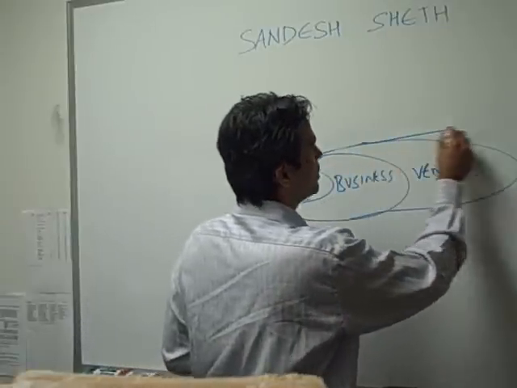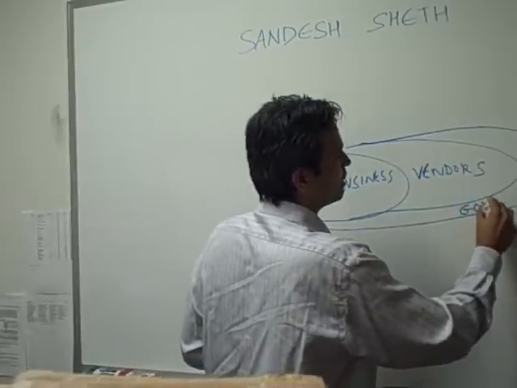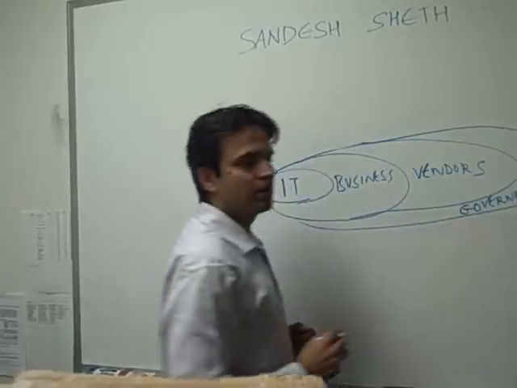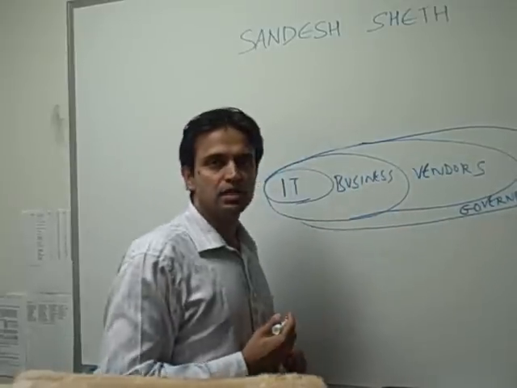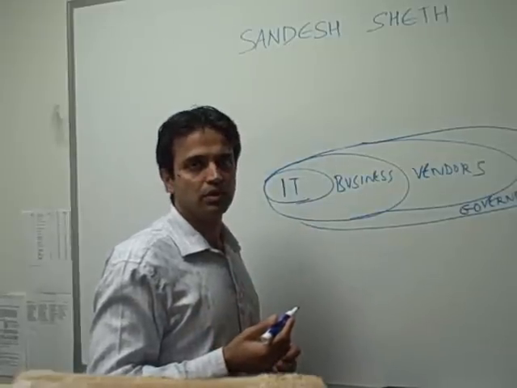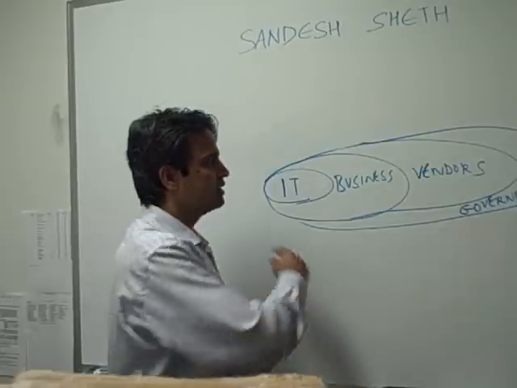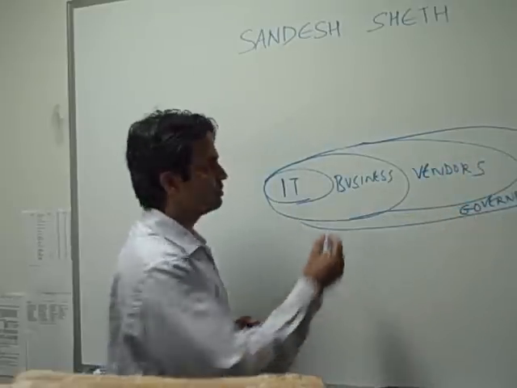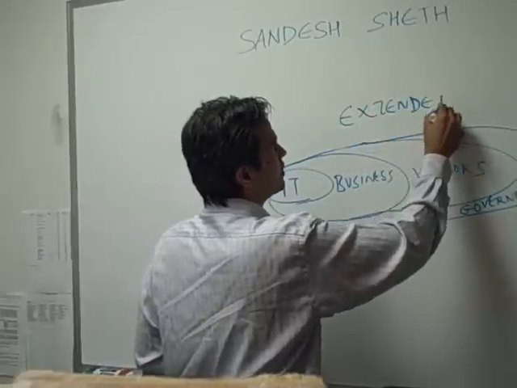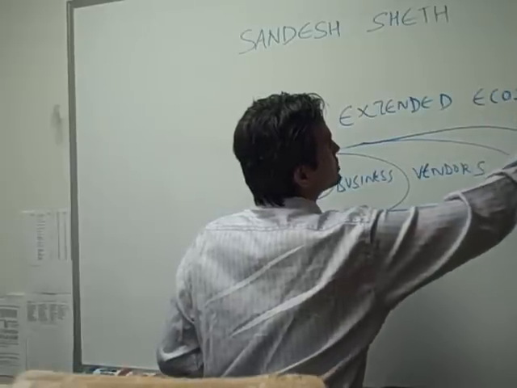And the scope expands to government. So these are the various legislations and regulations that a business has to adhere to in order to stay in existence. This is the extended ecosystem, as we call it. Extended business ecosystem.